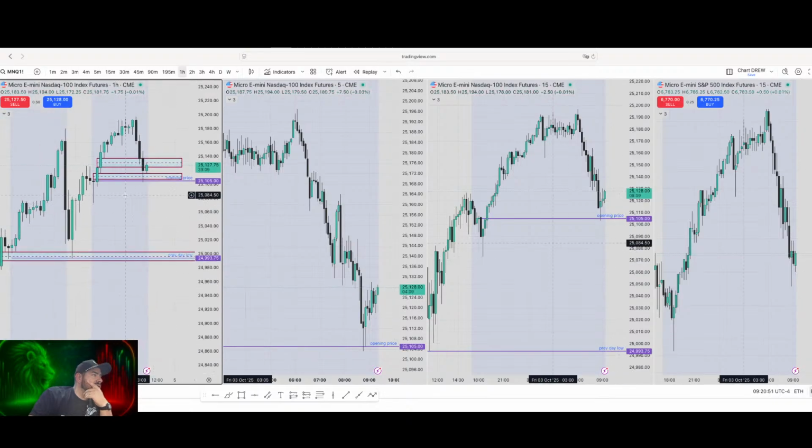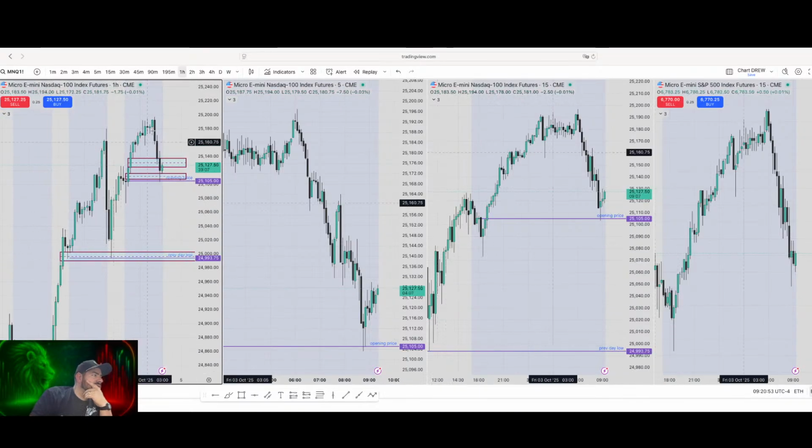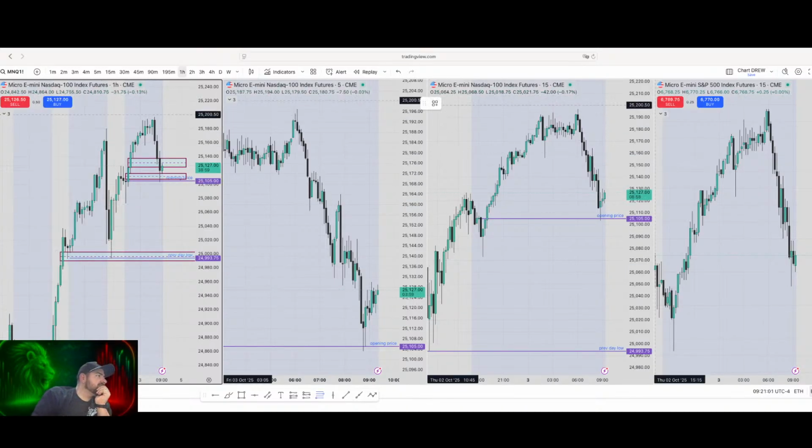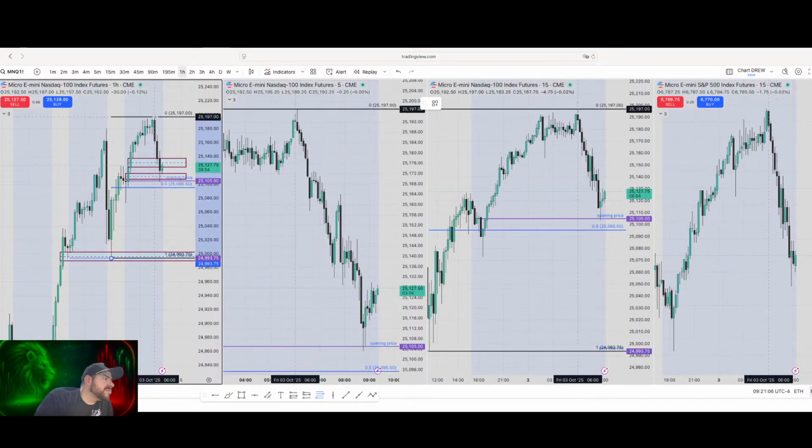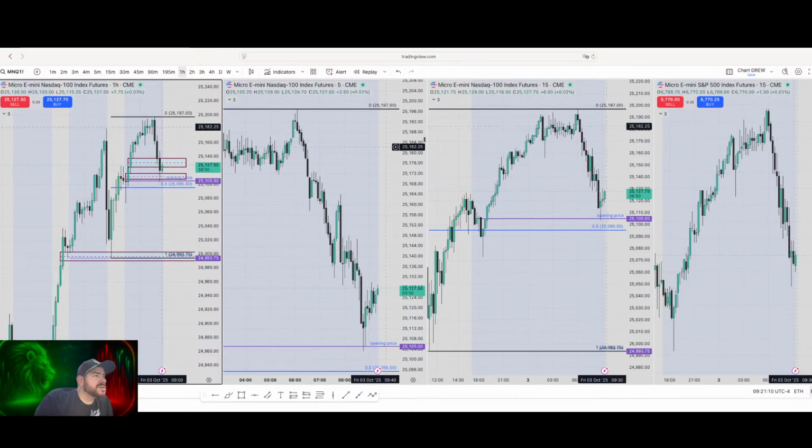Let's do this. So we have this range here from here to here. This little range here where we came down, came back up. So we're gonna mark that and see where we are in relation to that. Start down here, come up there. We didn't quite hit 50%. So that's really what I'm worried about.